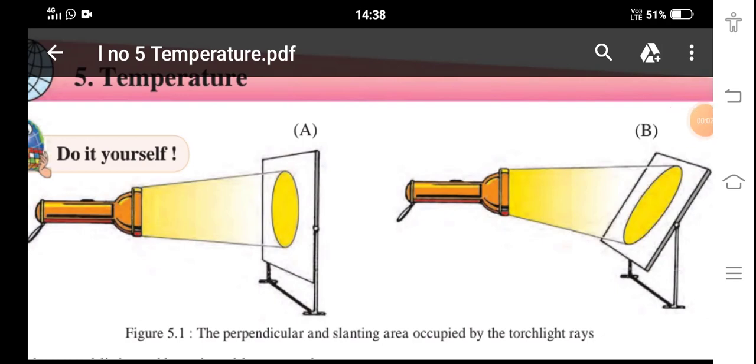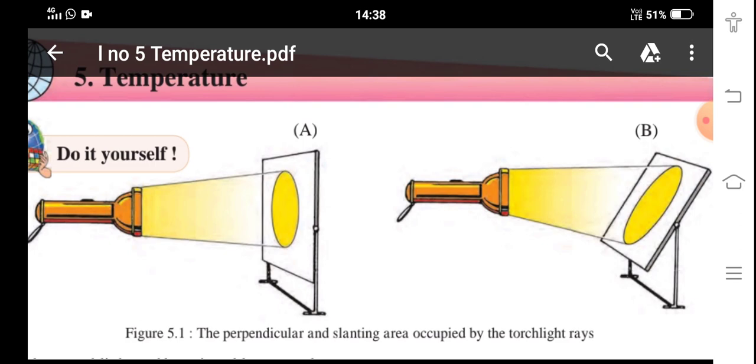Good morning, student. Today we are going to start our new lesson, temperature. Here you are seeing a picture. Here a diagram is given to you. In this diagram, you are seeing a torch light, a torch, then a paper which is put on a stand.